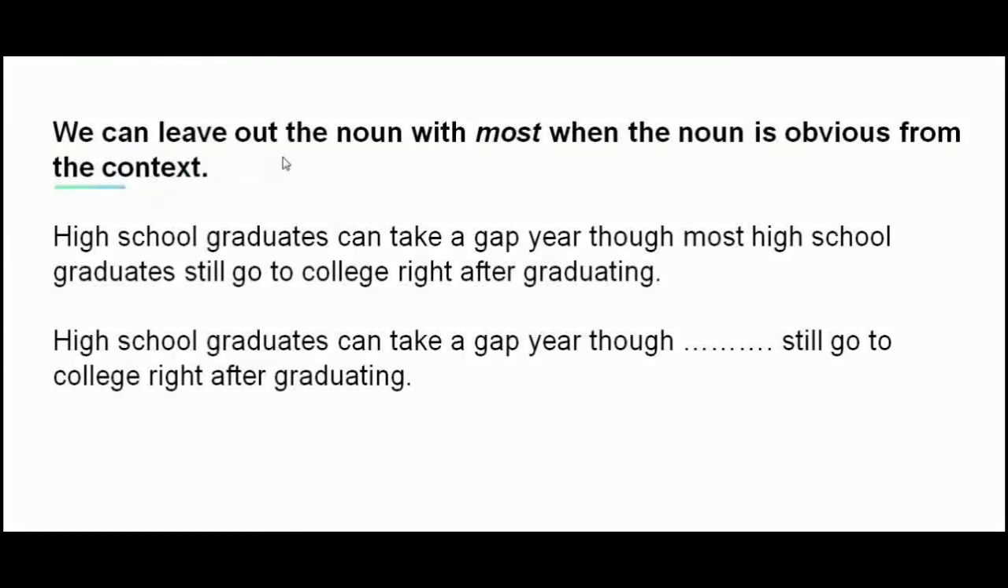Also, we can leave out the noun with most when the noun is obvious from context. Now read the following sentence and leave out the noun that can be replaced with most. High school graduates can take a gap year, though most high school graduates still go to college right after graduating. High school graduates can take a gap year, though still go to college right after graduating. Though most still go to college right after graduating.